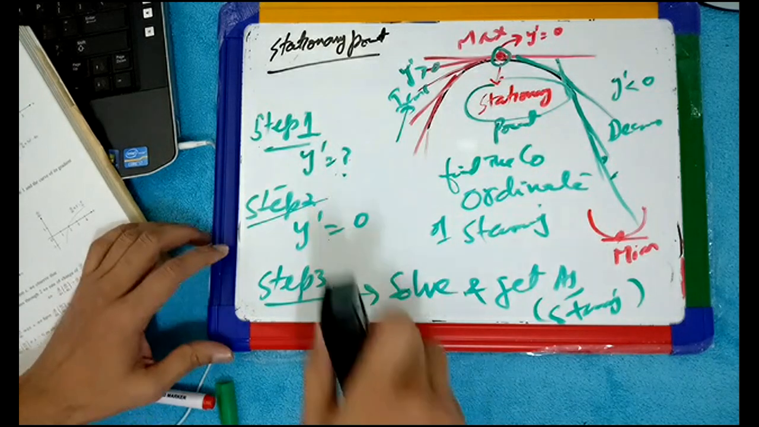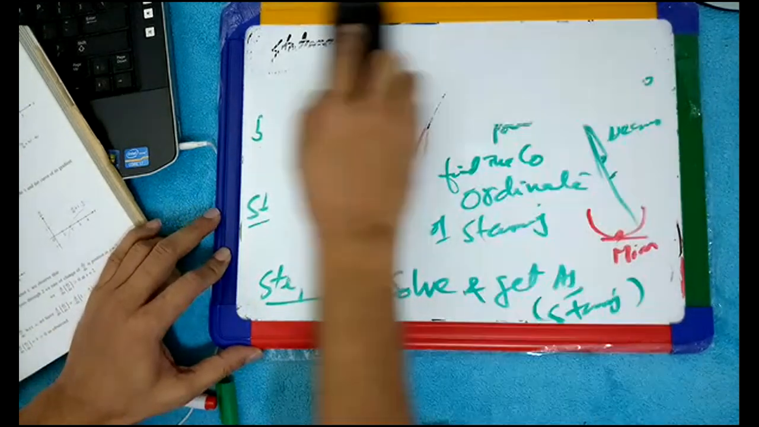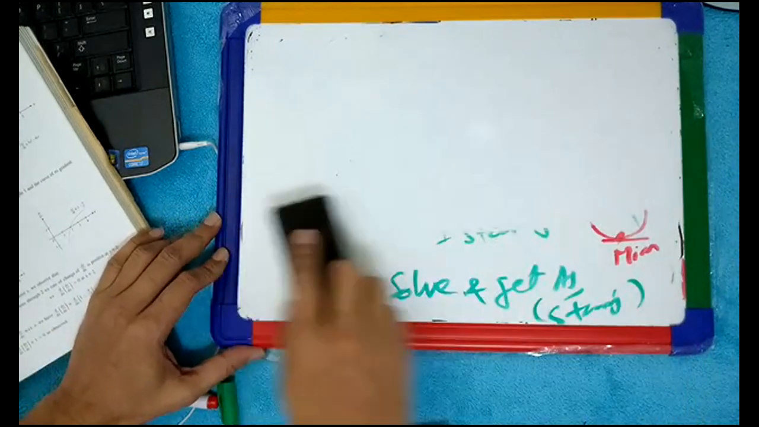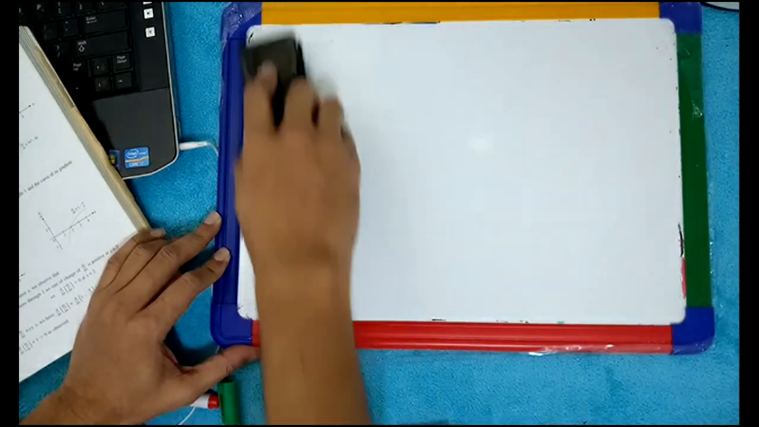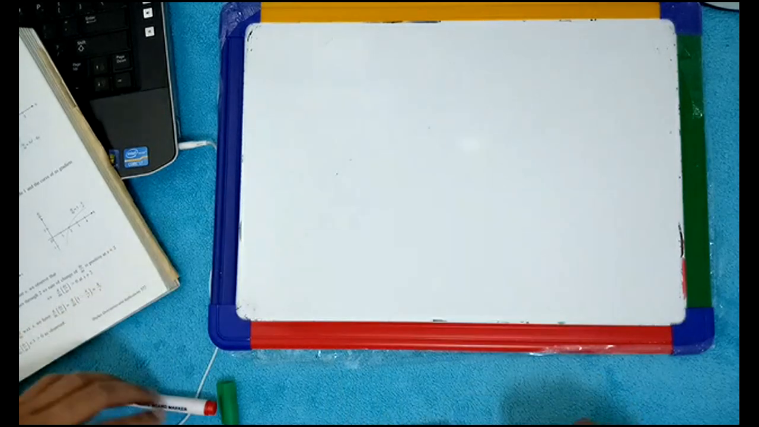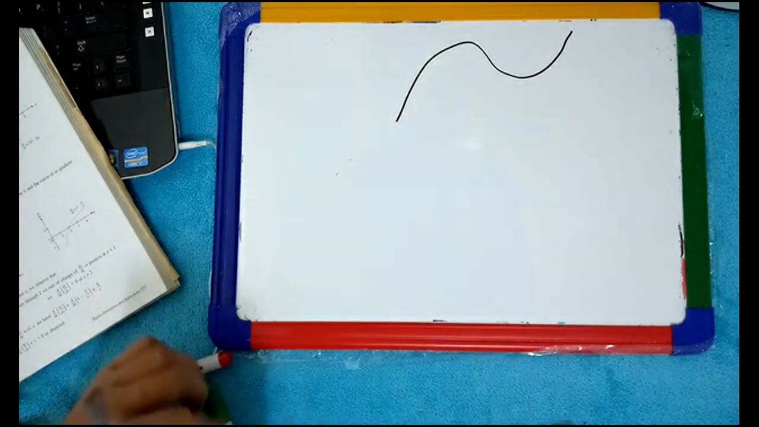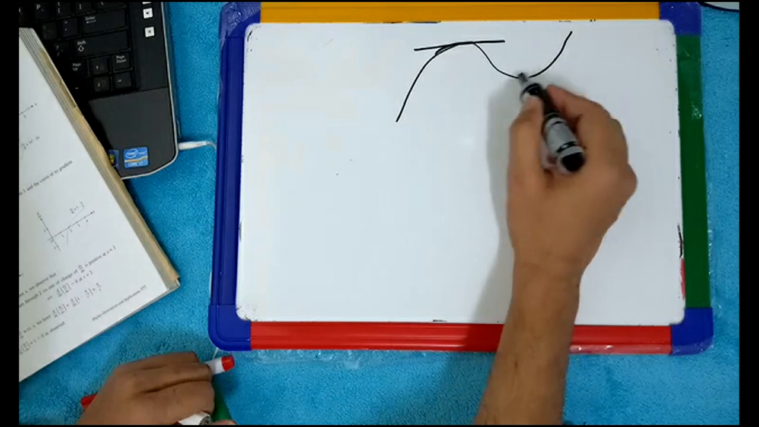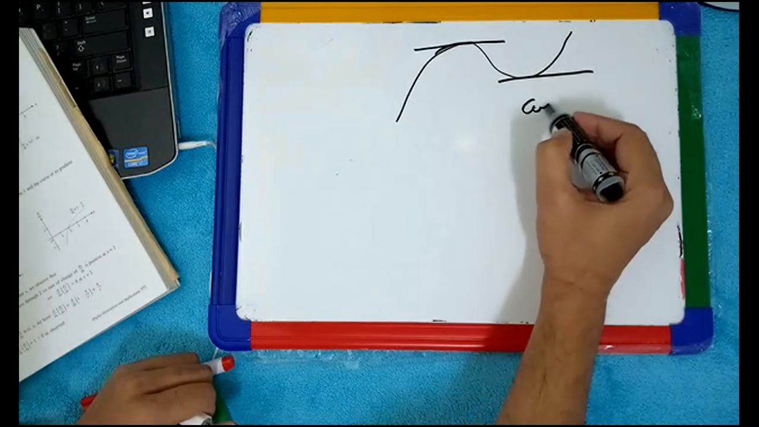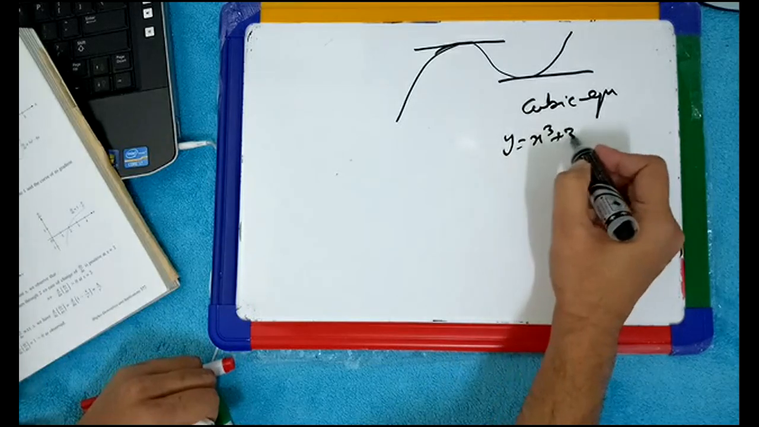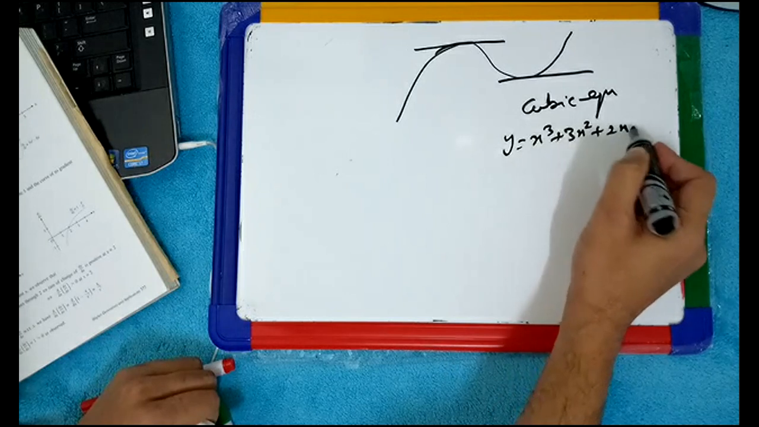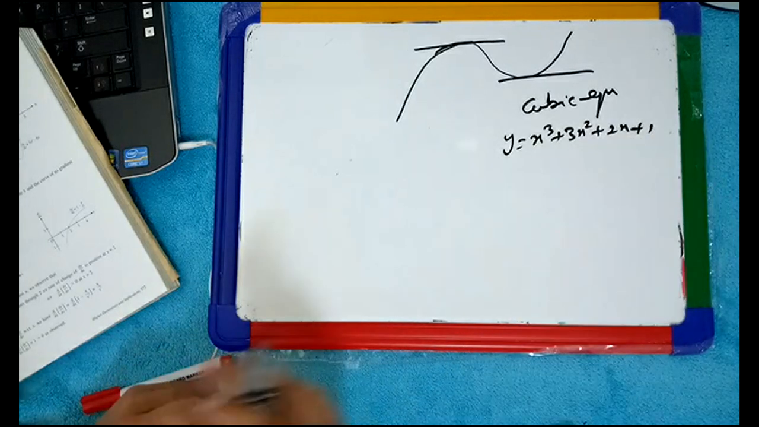For example, a cubic curve is given. When you differentiate a cubic curve, a square equation will come, meaning a quadratic equation. The cubic equation graph is like this, so there are two stationary points. One is this, one is this. Suppose x cubed plus 3x squared plus 2x plus 1. This is the cubic equation.